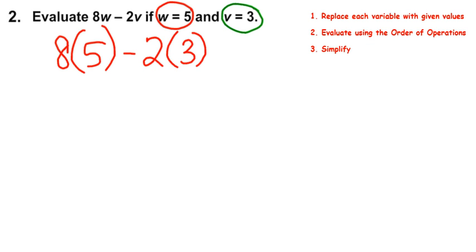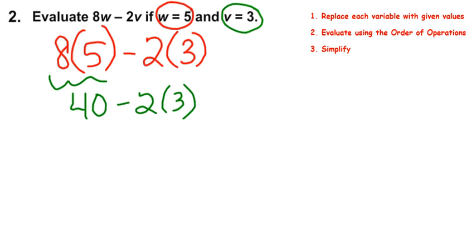So order of operations tells us we can now multiply our 8 times 5, and that equals 40. So now I'm just going to write the rest of my expression. And then now I can evaluate my 2 times 3, so 40 minus 6, and that leaves me with 34.